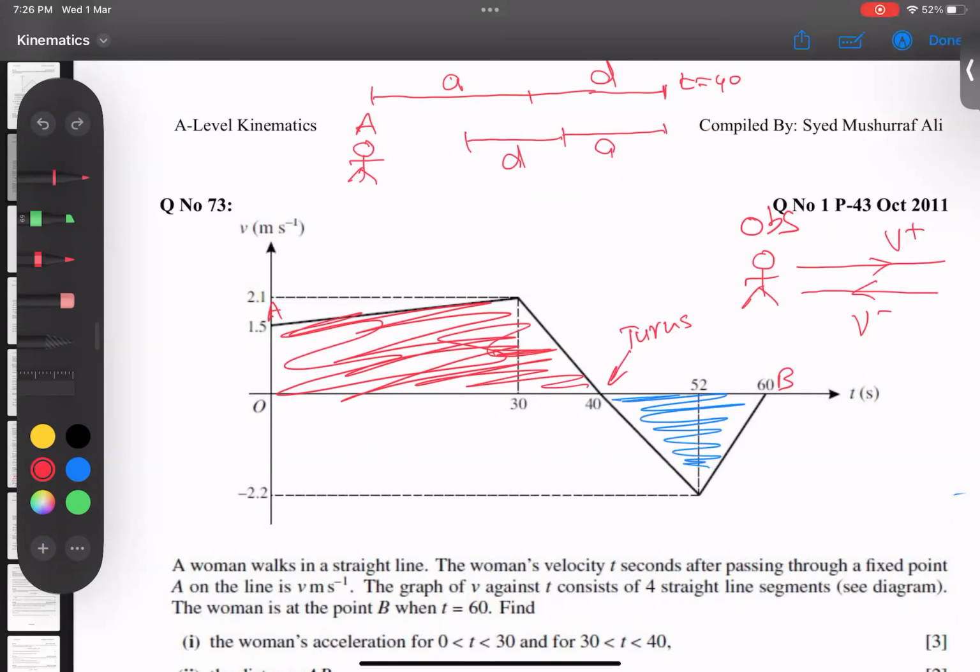So this is the distance she will travel while coming back to the observer. I don't know if she reaches the observer or stops a little away, but one thing is confirmed: this ending point is B. So the starting point is A, the ending point is B. All right, now let's try to solve it. So inshallah, I believe you will understand the concept.